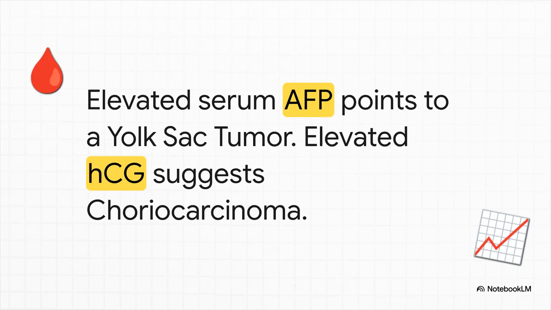And listen, don't you dare forget to connect the dots with the clinical lab data. A tiny, almost invisible speck of yolk sac tumor on your slide could be the culprit behind a sky-high serum AFP. And an elevated HCG is like a flashing red light for a choriocarcinoma component. This is a cross-check you absolutely cannot skip.